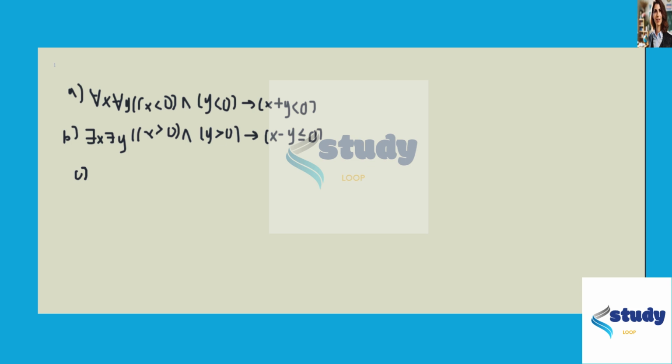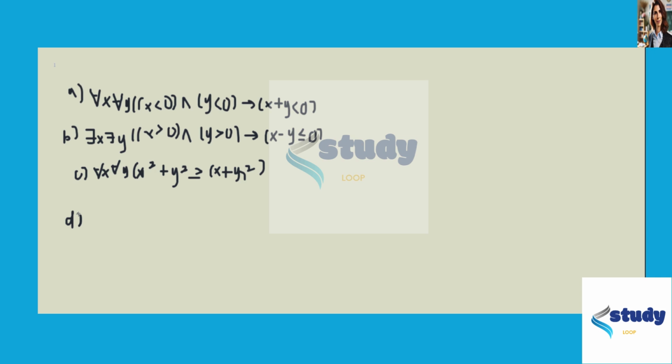For part C, it says the sum of the squares of two integers is greater than or equal to the square of their sum. So for C, it can be rewritten as for all integers x and y, the sum of the squares of x and y is greater than or equal to the square of the sum of x and y. So we use our universal for x and y, and we add their squares, which is bigger or equal to (x plus y) squared.